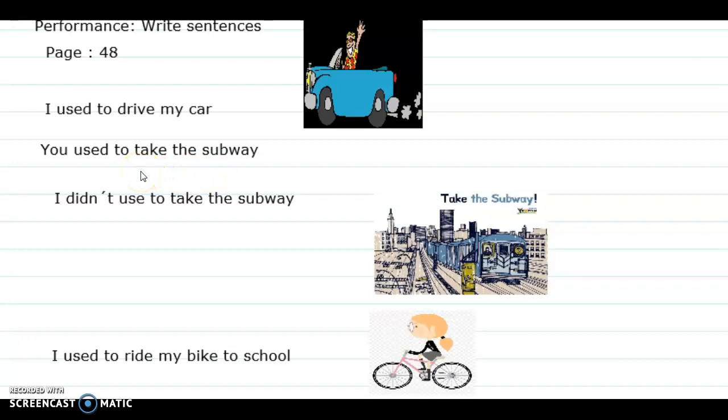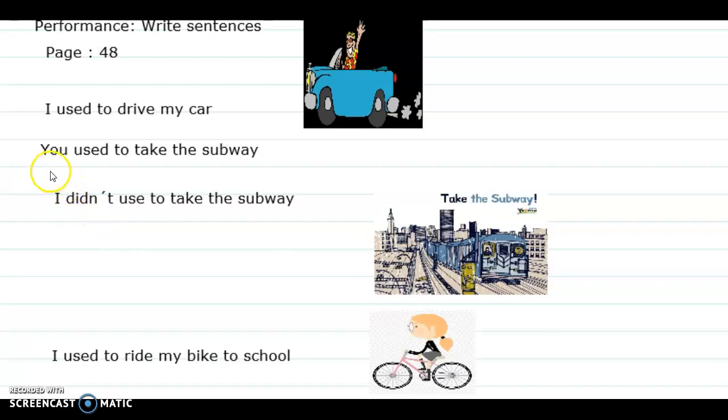And negative, remember, cuando utilizo el negative, utilizo el auxiliar, el ayudante, el que dice, hey, esto es negativo. Look, miren, use. No coloco used, sino use. ¿Ok? I didn't use to take the subway. Entonces sería como, yo no solía tomar el subway.